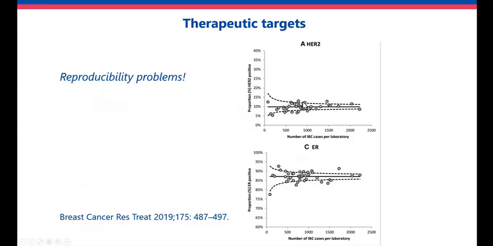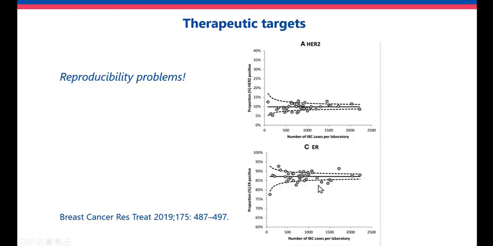For HER2, these are our own results from comparing different laboratories in the Netherlands. You can see that there are some labs with only 5% 3+ HER2 cases, and then there are labs with 12 to 13% positive cases. And this is a difference which is, of course, not acceptable.